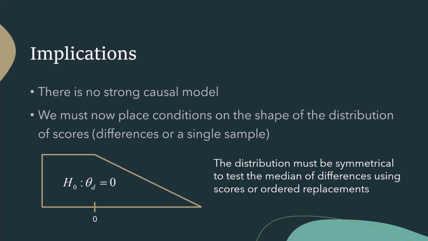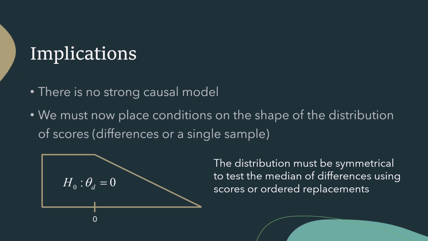This distribution has to be symmetrical so that under the null hypothesis, not only is it equally likely to get positive signs as it is to get negative signs, but it's equally likely to get positive values that are of the same magnitude as the negative values. And when the distribution is not symmetrical, that's not true.